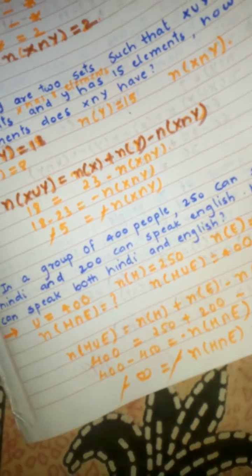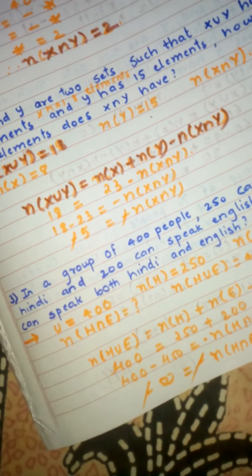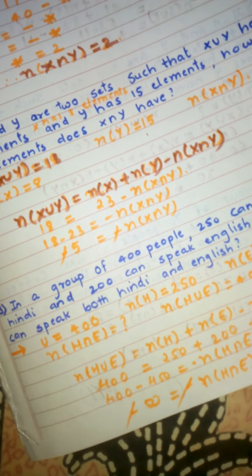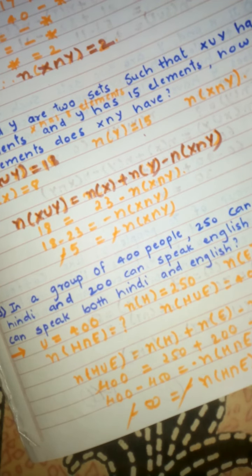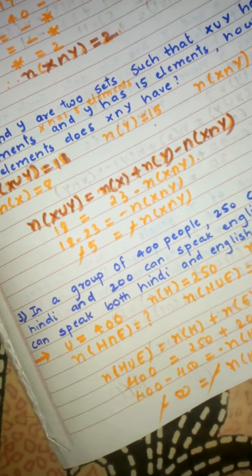Now moving to the third question. It says that in a group of 400 people, 250 can speak Hindi and 200 can speak English. How many can speak both Hindi and English?